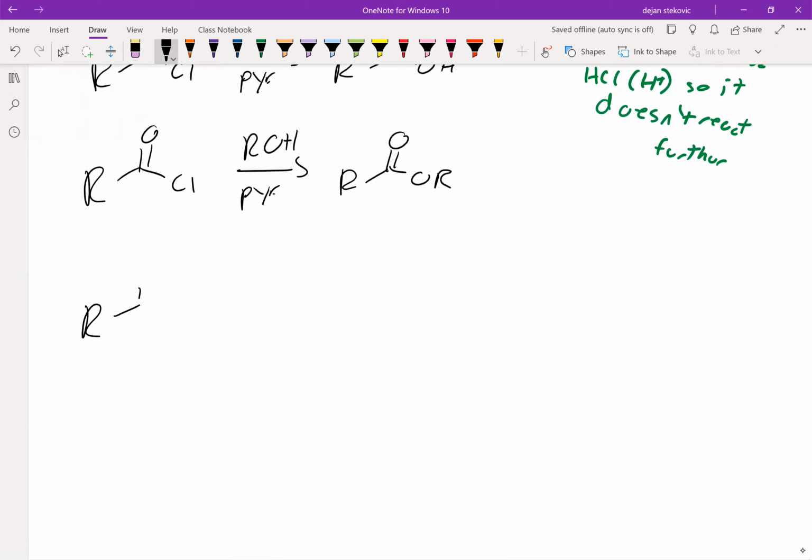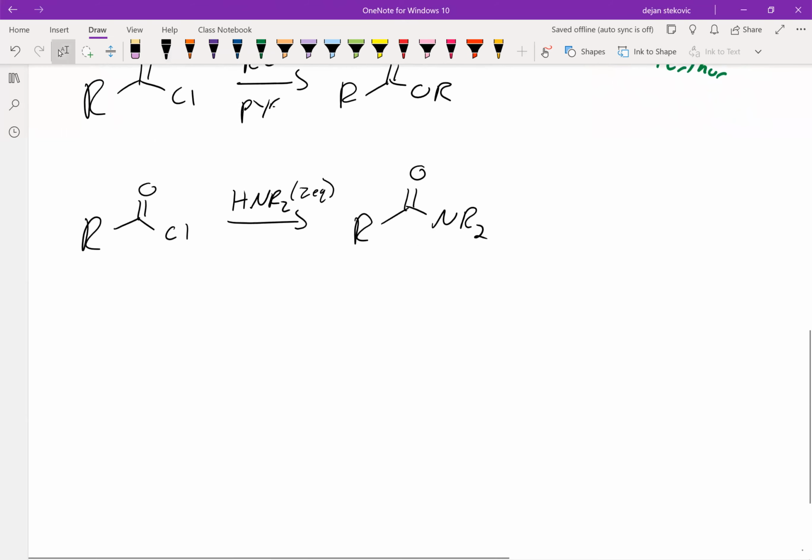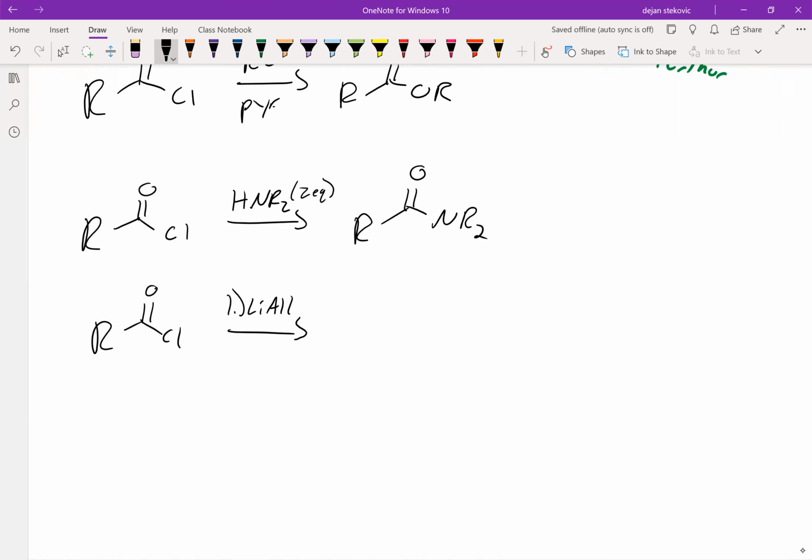You can use amines, HNR2, where these R's could be H's or they could be other things. Generally, we just use two equivalents of this, one of them to do the reaction, the other one to take the role of the pyridine and basically just act as an H+ sponge. We could do reduction reactions, of course, with lithium aluminum hydride. That'll reduce it all the way down to an alcohol, and you can't stop in between.